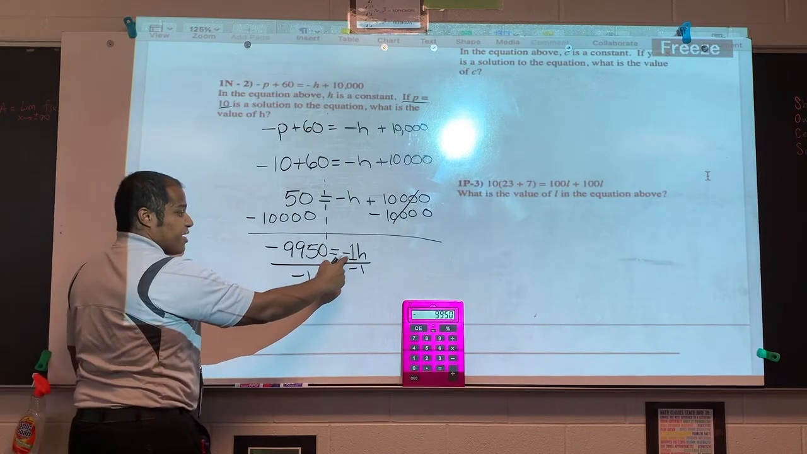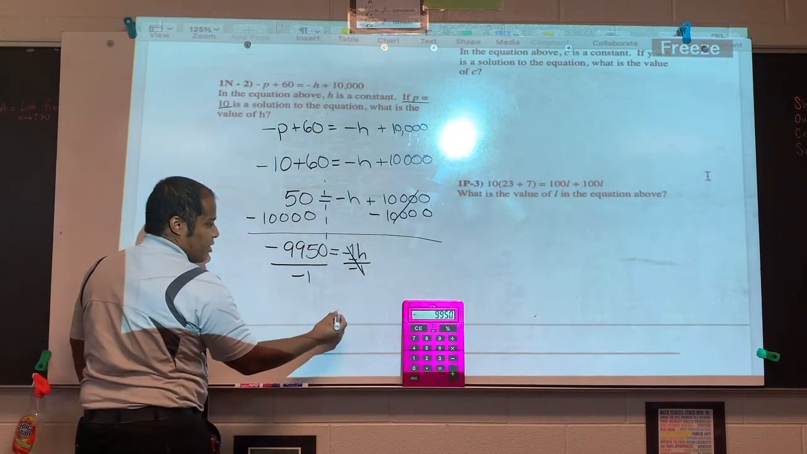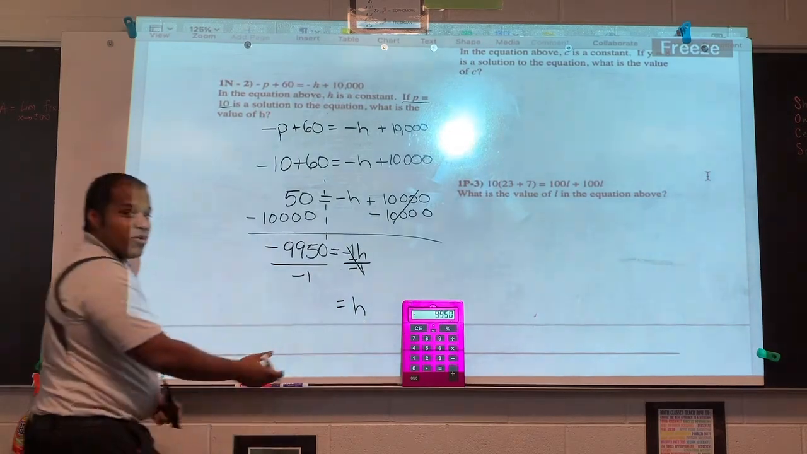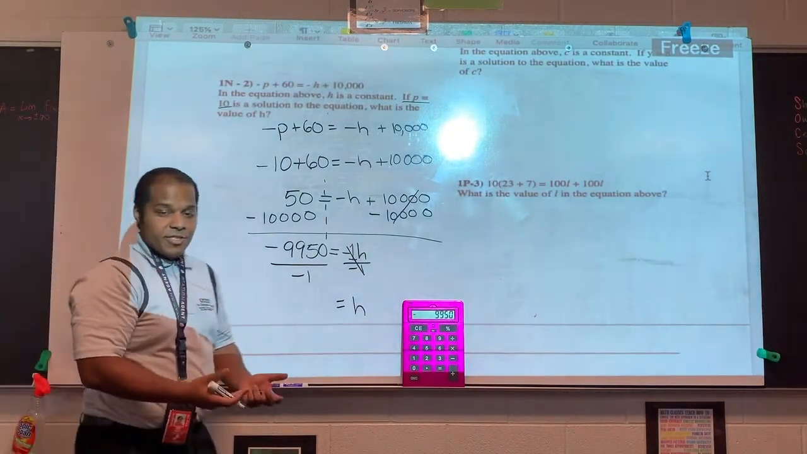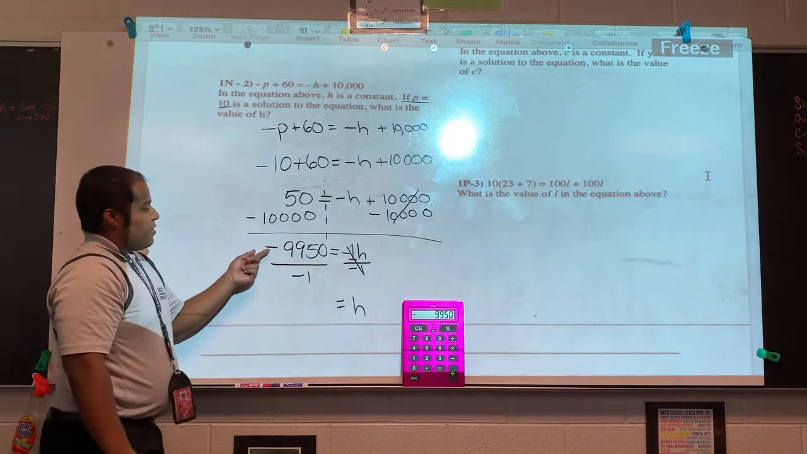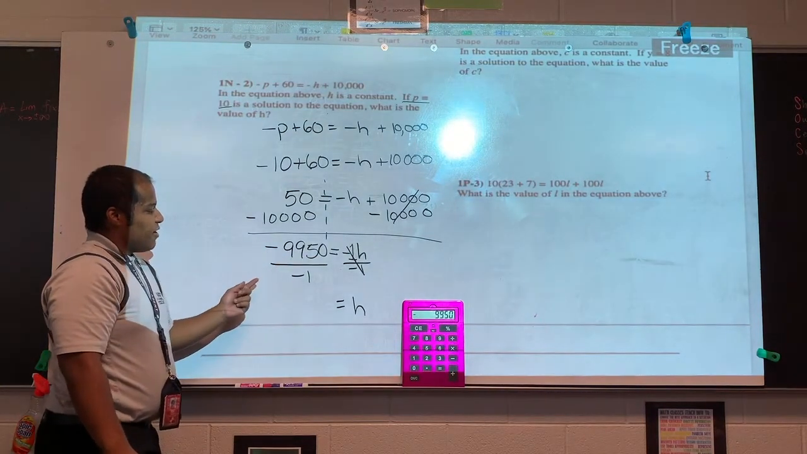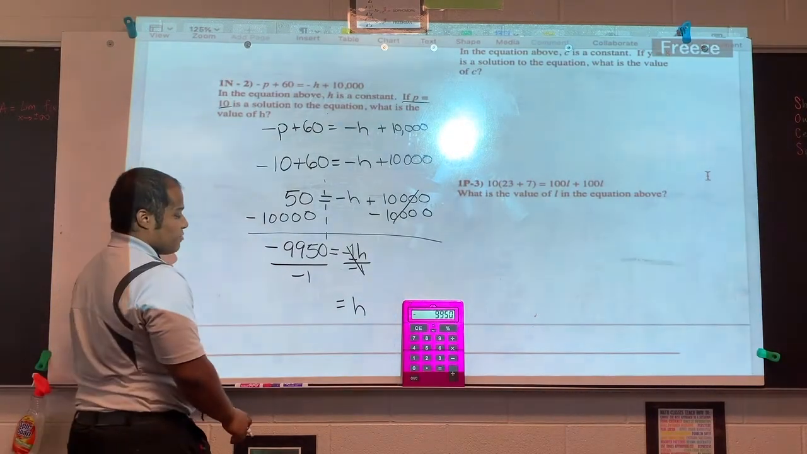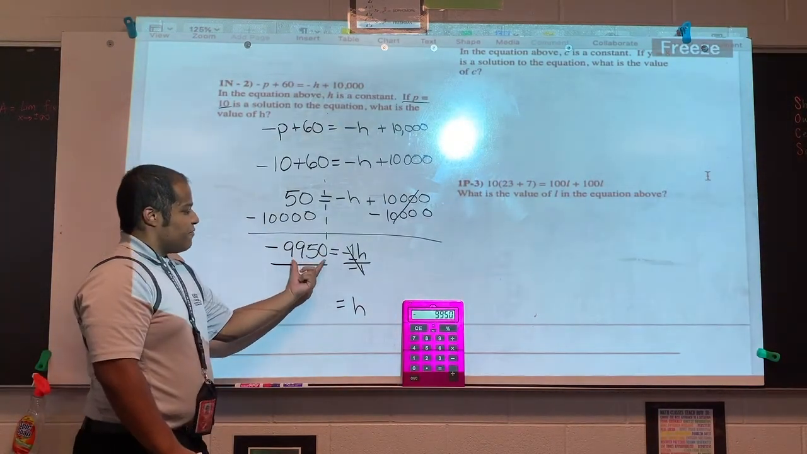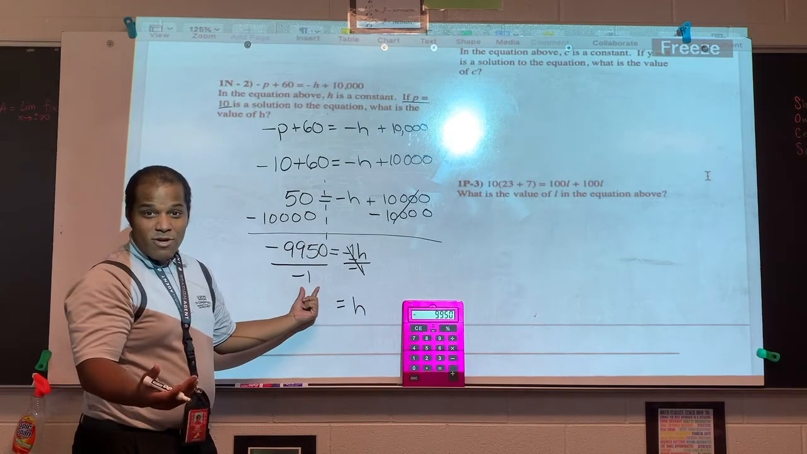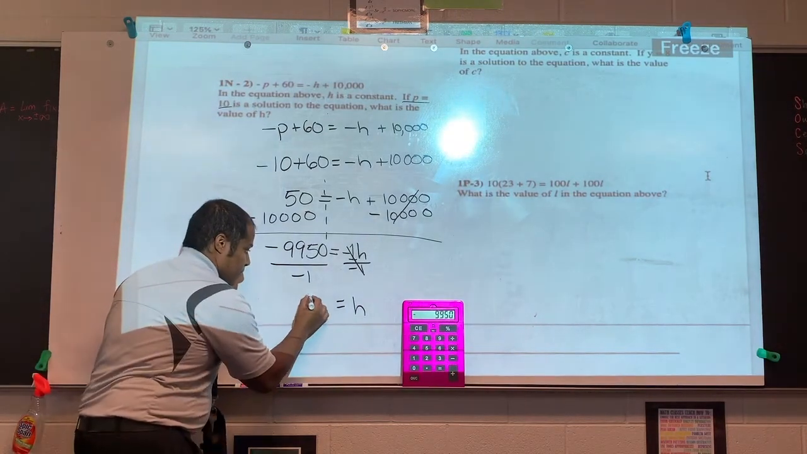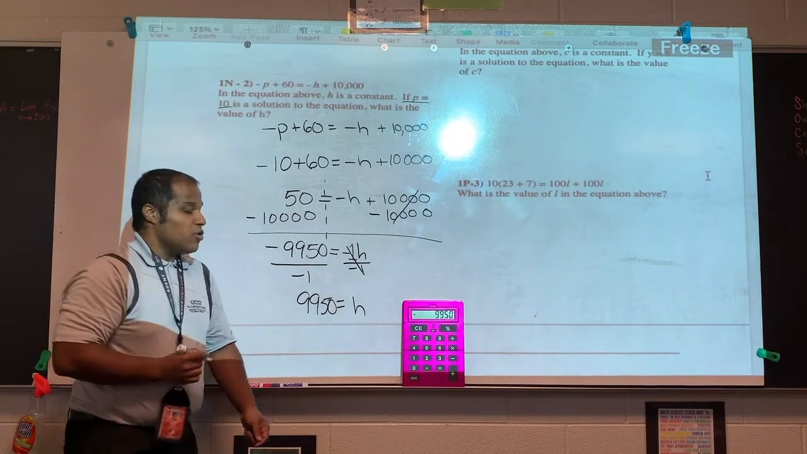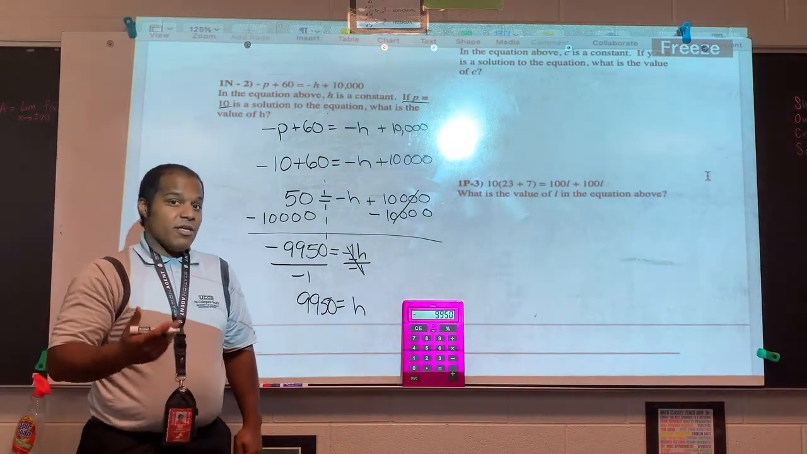My negative 1s, again, will cancel out, leaving me with h. This tells me that since h is alone, whatever I get on the other side will be my final answer for h. Negative 9,950 divided by negative 1, a negative divided by a negative, they are the same sign, so that gives me a positive. 9,950 divided by 1, anything divided by 1 is the same thing. So we get that h is equal to 9,950.